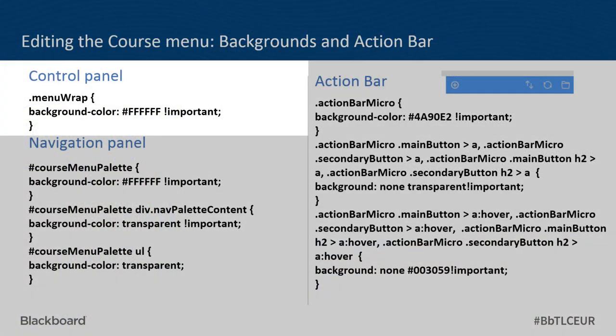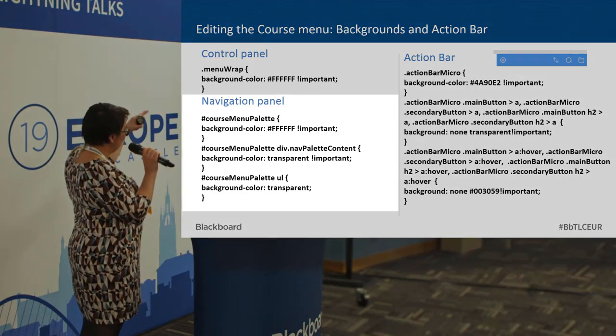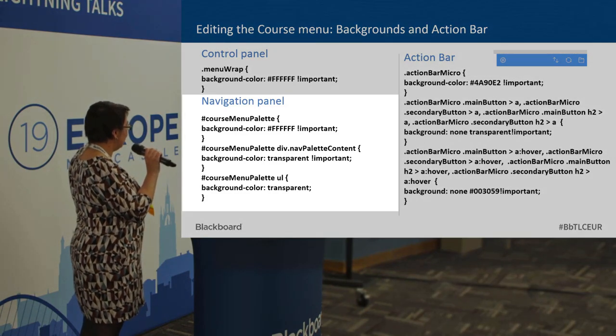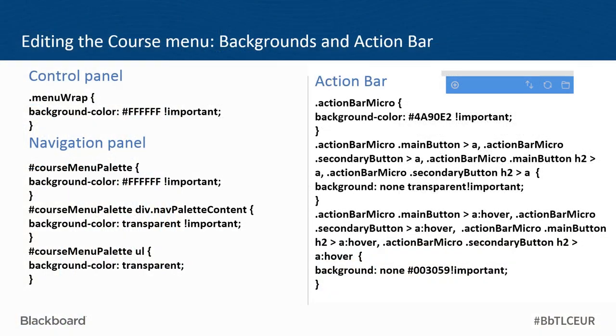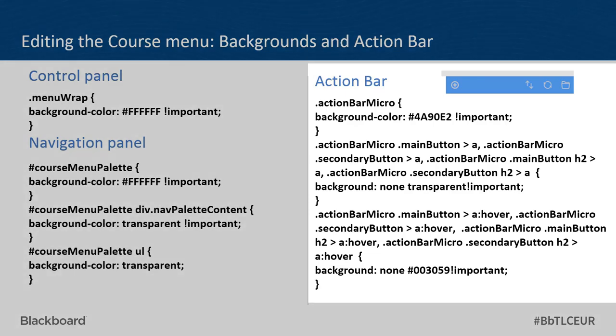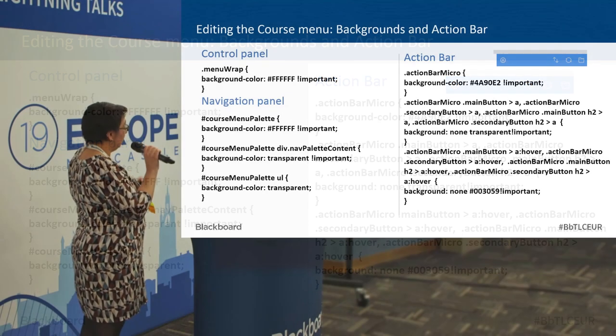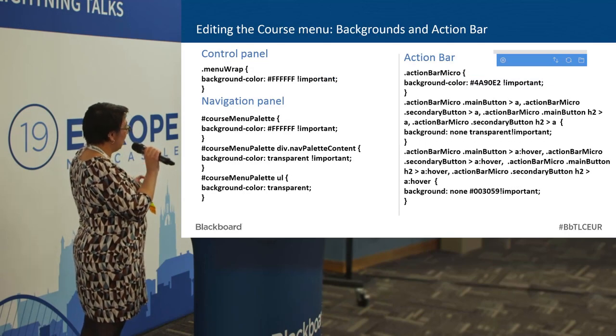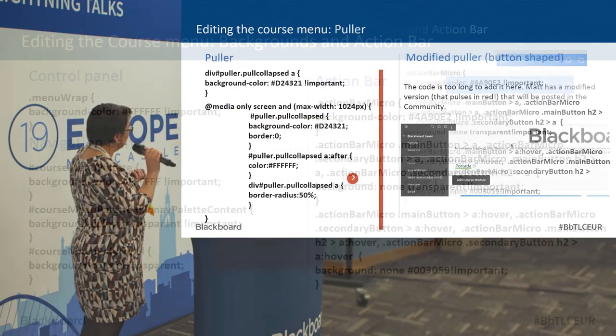You can change the control panel color by working with menu wrap. The navigation panel, you will have to play with different levels of divs. And the action bar micro is going to control what color is the action bar on the top, the little buttons up there. You can also change the buttons so that they are the same color like the background and change the pictures in there.